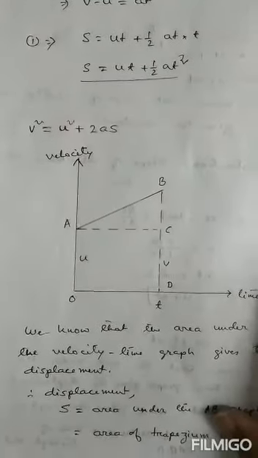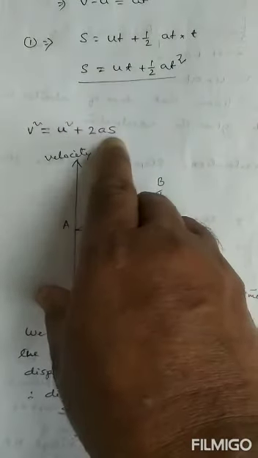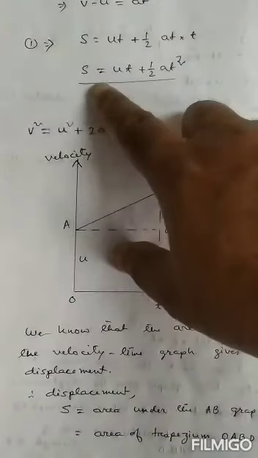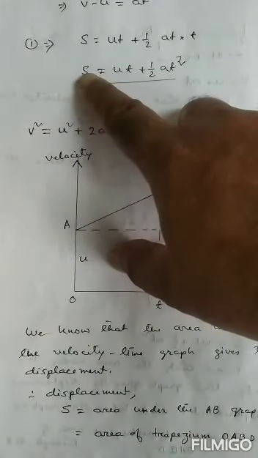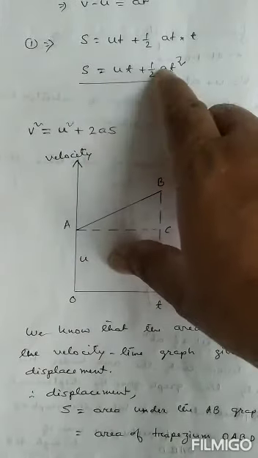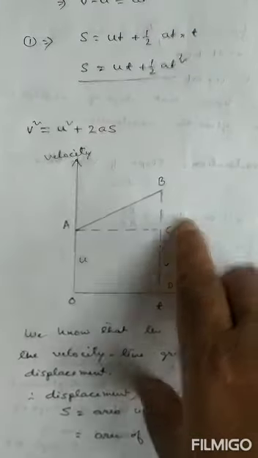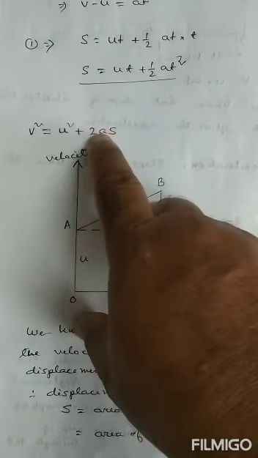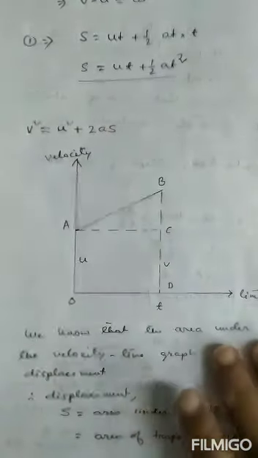Okay? Now, what is the third equation? The third equation is V square is equal to U square plus twice AS. In the second equation, the relation is between displacement, initial velocity, acceleration and time interval. But in the third equation, the relation is between displacement, acceleration, and initial and final velocity.